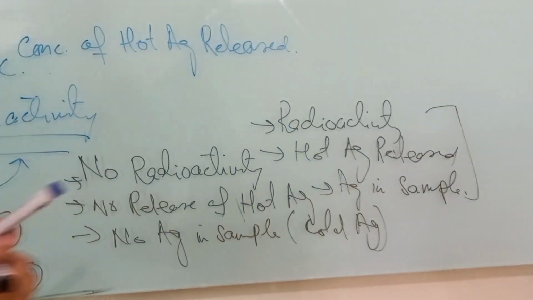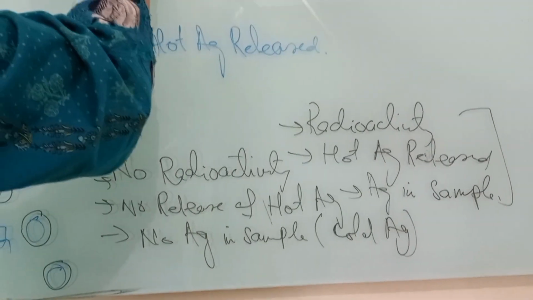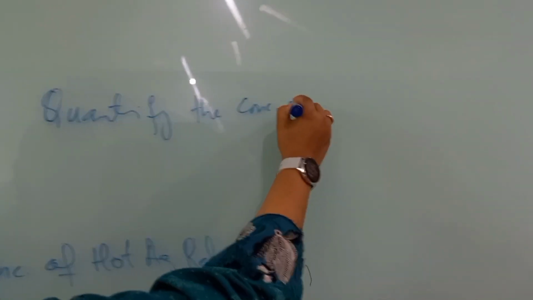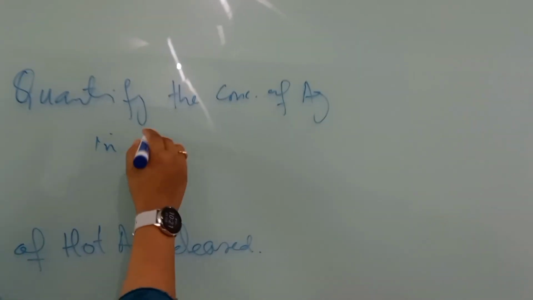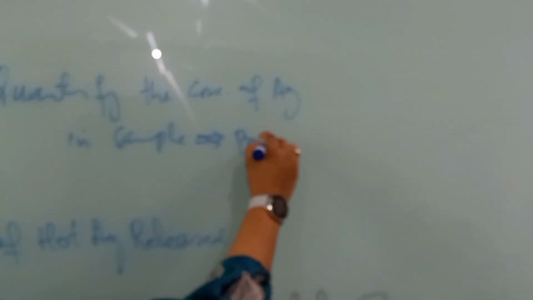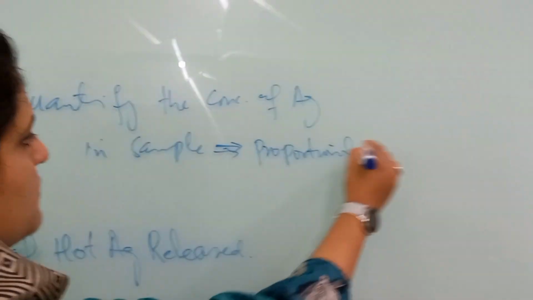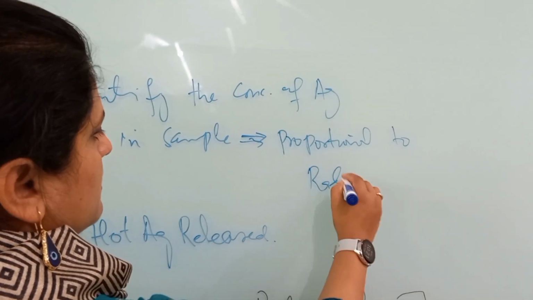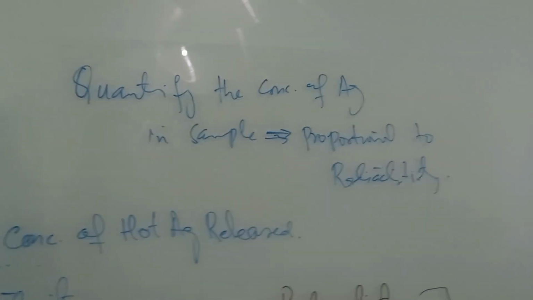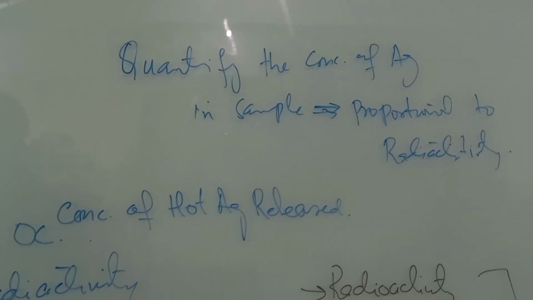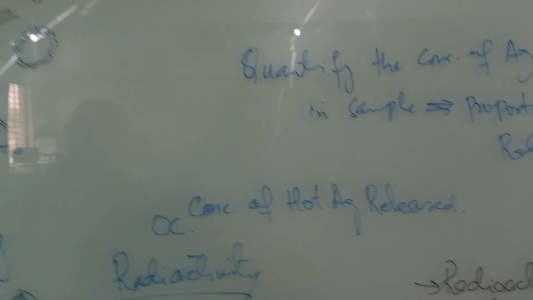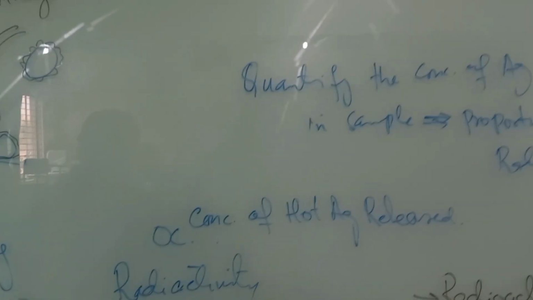So this can also quantify the concentration of antigens in the sample. How? Because it is proportional to the radioactive concentration. And this is a very sensitive technique. Radioimmunoassay can analyze very small concentrations, in the nanograms, of the antigens present in a sample.